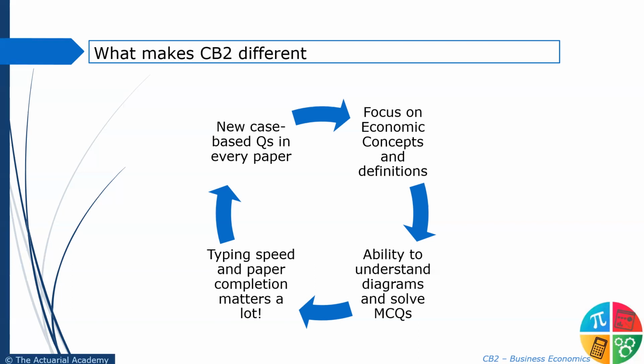So yeah, what makes CB2 different? New case-based questions every paper. 10 marker questions are completely new in every paper. There is a focus on economic concepts and definitions. Your conceptual knowledge and definitions should be very straightforward, very clear, so that you are able to answer MCQs. And the 3 to 5 marker questions focus on these economic concepts and ideas.